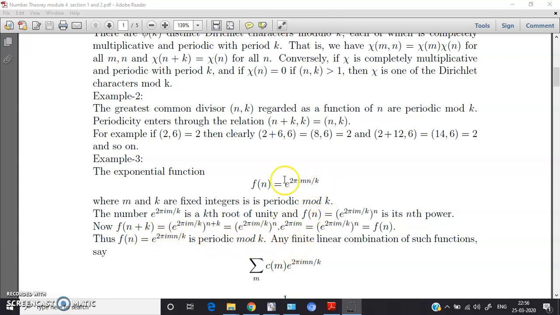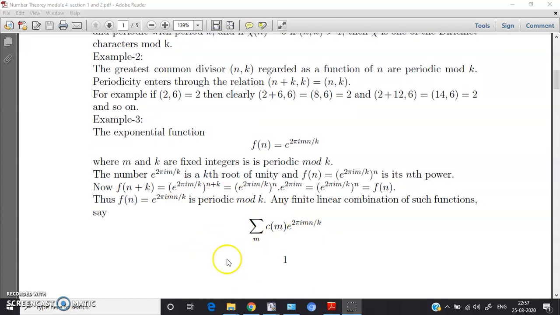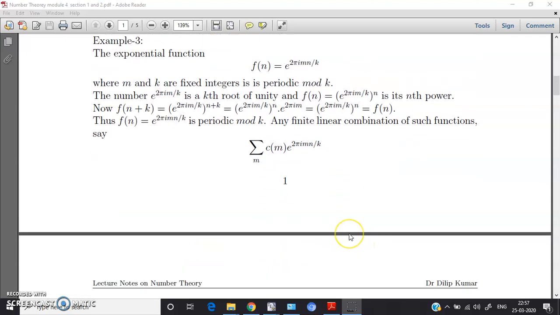Since f of n equal to e raised to 2 pi i mn by k is periodic, we can say that any linear combination of this function will also be periodic. So if we take some suitable scalars c_m, then we can see that the sum of c_m times e raised to 2 pi i mn by k is also a periodic function modulo k.